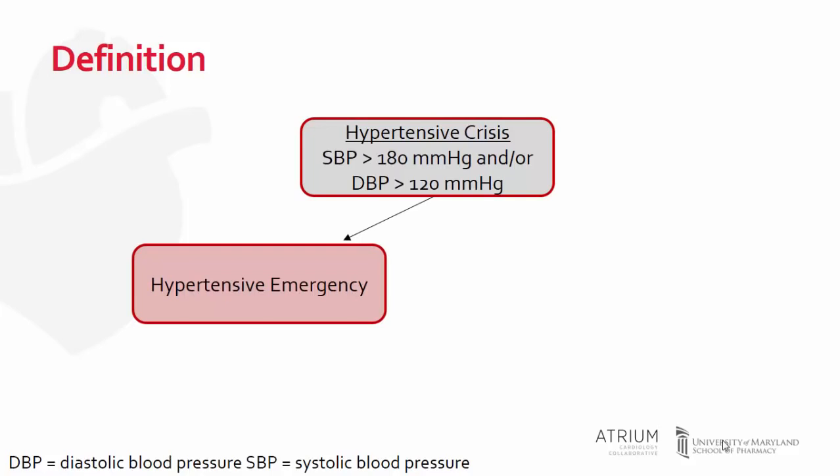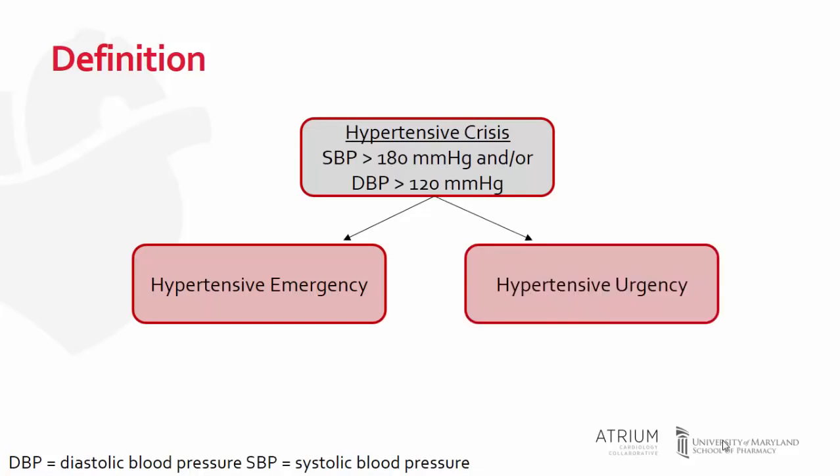Those patients with a hypertensive emergency have new or progressive or worsening end organ damage, such as acute coronary syndrome or acute kidney injury. These patients require admittance to an intensive care unit and parenteral therapy to lower their blood pressure. While patients with a hypertensive urgency do not have new, worsening, or progressive end organ damage, and those patients can be managed with oral therapy.